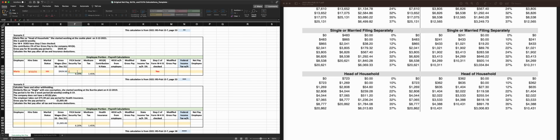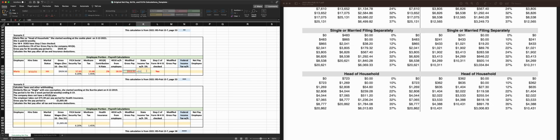So we have FICA, Social Security, we have gross wages times that. We have Medicare times that. Does it say she contributes 2% of her gross pay to the company 401k? Gross pay is $929. It doesn't say anything about insurance, but it does say 401k, and she does have a 2%. So it's going to be the total times her 2%, and that will be what gets deducted from her gross pay to give her modified gross pay, which is 910.91.